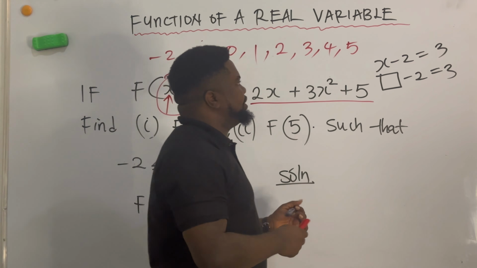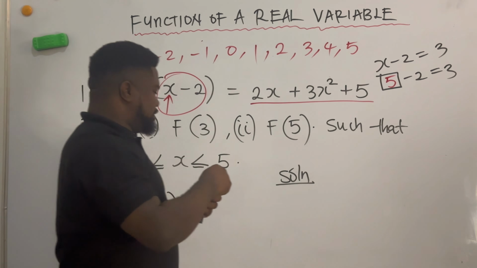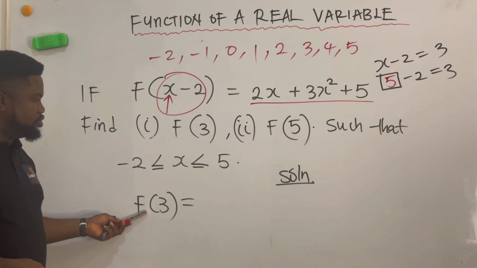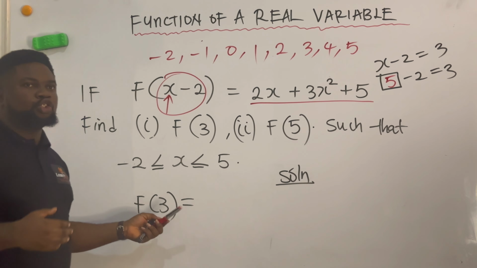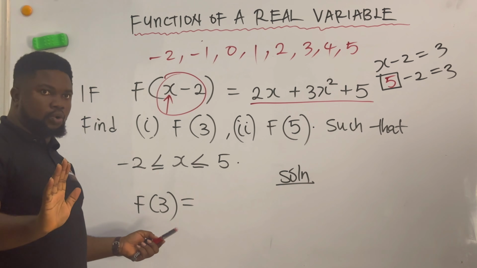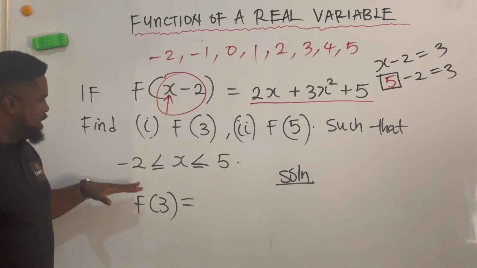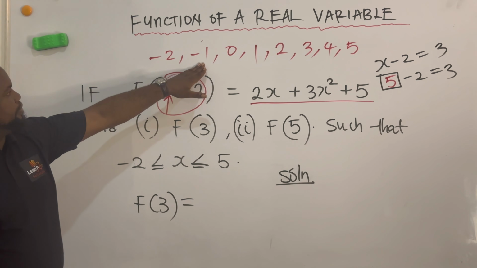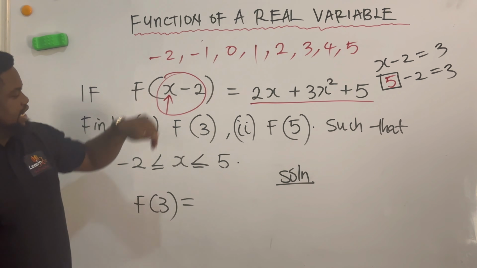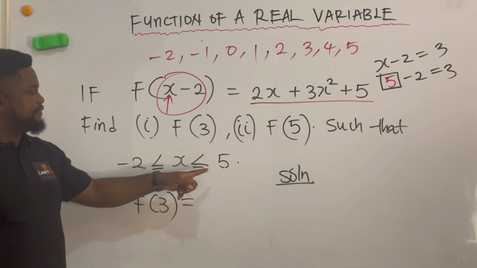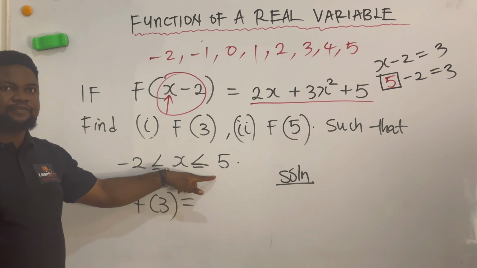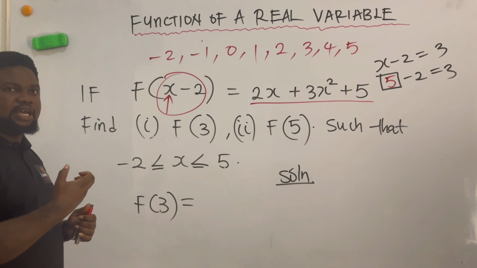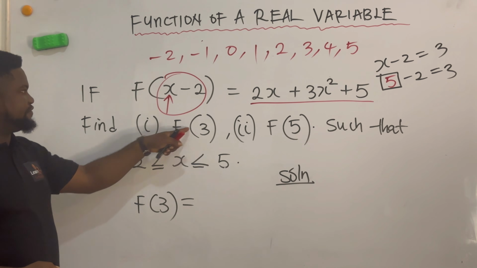x should be 5. So to find f of 3, I am going to use 5. Do I go ahead to use it? No. I will check the condition given to me, from minus 2 to 5. I've listed them. Is 5 included? Yes. x can be 5. Because x can be 5, I will now go ahead and use x as 5 to find f of 3.